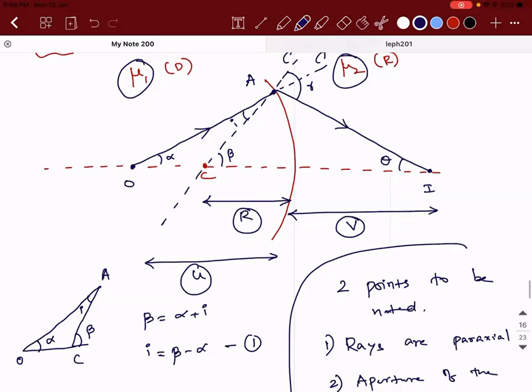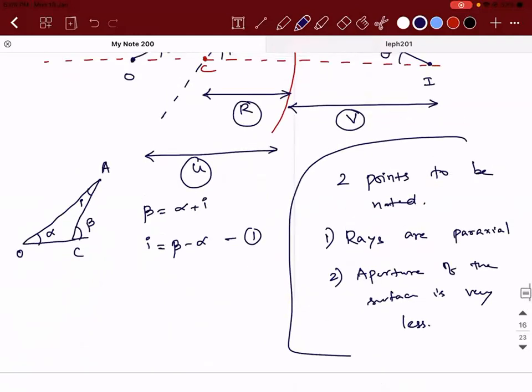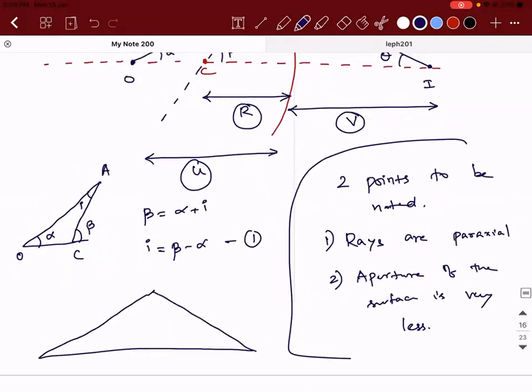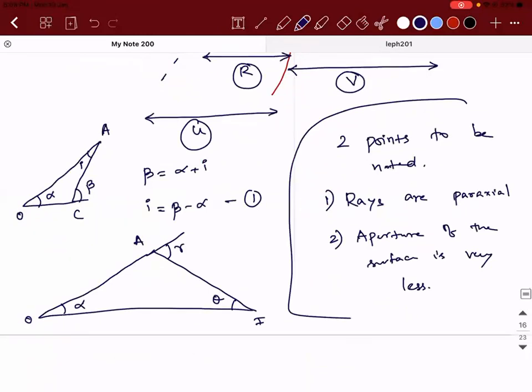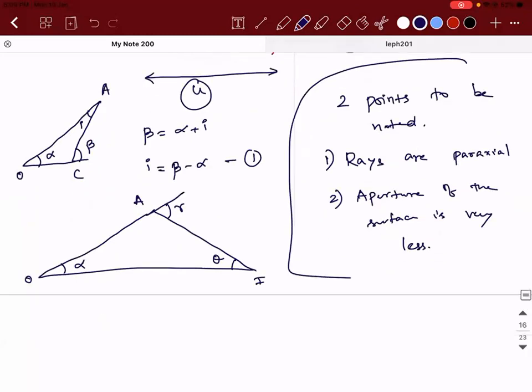Now, if I take the bigger triangle A, O, and I, this is R, this is alpha, and this is theta. Tell me the relation between all three angles. R, the angle of refraction, is equal to alpha plus theta. So this will be equation 2.